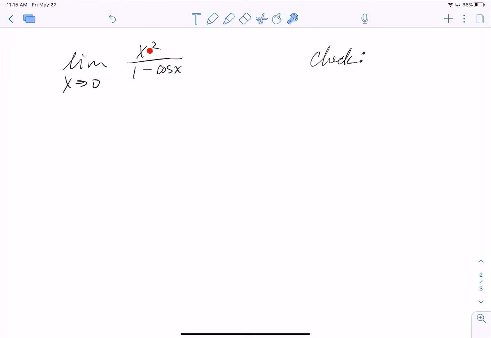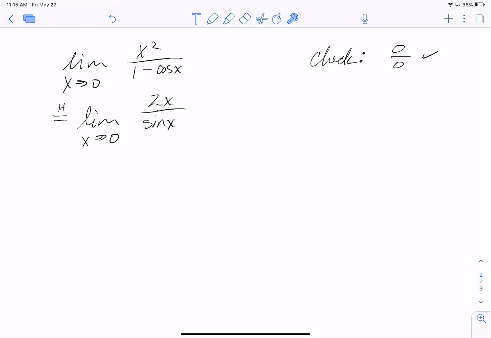Putting 0 in the numerator, x squared, gives me a 0. Putting 0 in the denominator, cosine of 0 is 1. I have 1 minus 1 in the denominator. This is 0 over 0, and so we do have an indeterminate form. Therefore, we do apply L'Hopital's rule. Again, with the H over the equal sign, we have the limit as x approaches 0 of 2x in the numerator and the sine of x in the denominator.